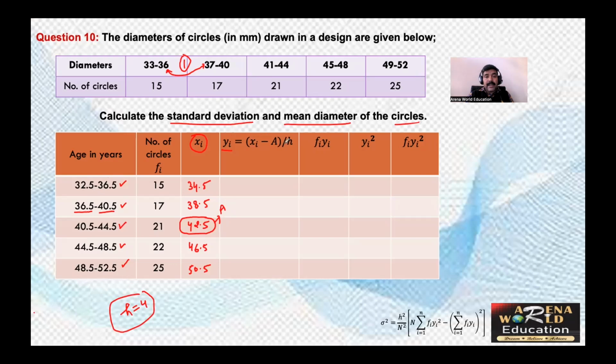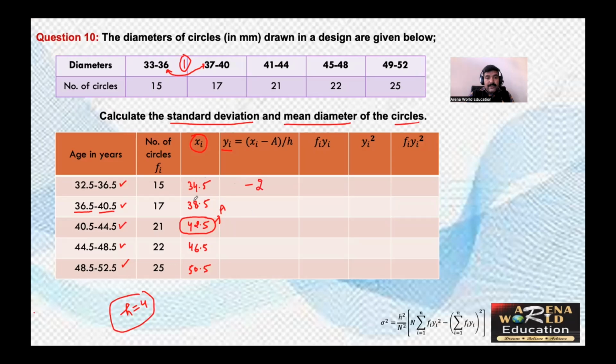XI minus A divided by H. So let us find the first number. What is the first XI? It is 34.5. So 34.5 minus 42.5 will be equal to minus 8, and minus 8 divided by 4 will be equal to minus 2.